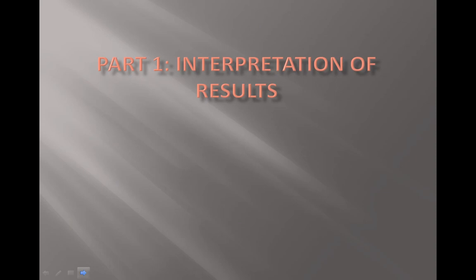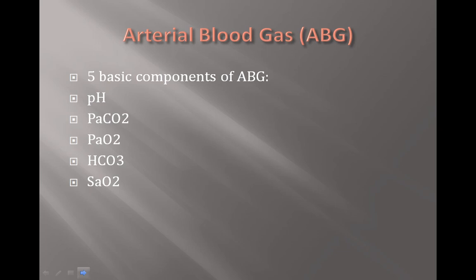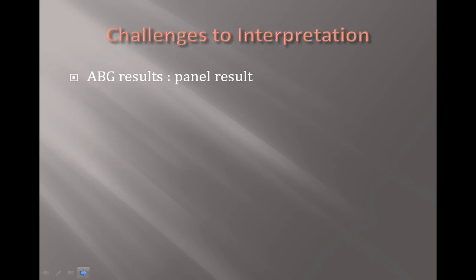Okay, let's get started with Part 1, Interpretation of Results. We will begin by simply talking about the elements that make up the blood gas panel result: the pH, the partial pressure of carbon dioxide, partial pressure of oxygen, bicarbonate, and finally the oxygen saturation. Some labs also generate a lactate and a base excess, but these results are not reported here at Cedars-Sinai.